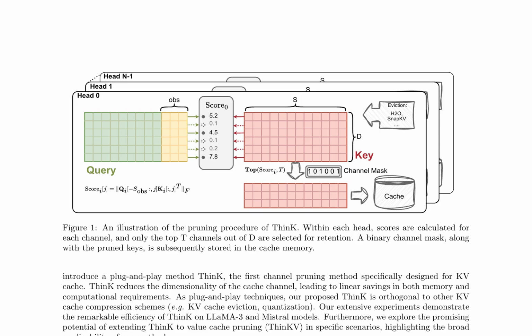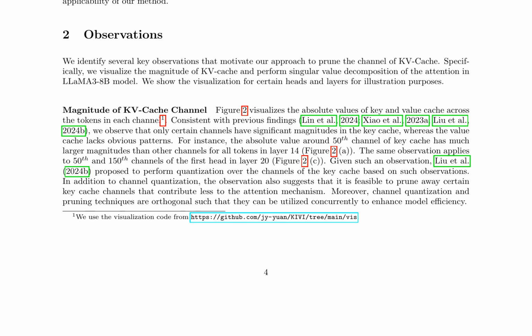Key observations. We identify several key observations that motivate our approach to prune the channel of KV cache. Specifically, we visualize the magnitude of KV cache and perform singular value decomposition of the attention in the LLaMA3 8B model. We show the visualization for certain heads and layers for illustration purposes. Consistent with previous findings, we observe that only certain channels have significant magnitudes in the key cache, whereas the value cache lacks obvious patterns. Given such an observation, it is feasible to prune away certain key cache channels that contribute less to the attention mechanism.